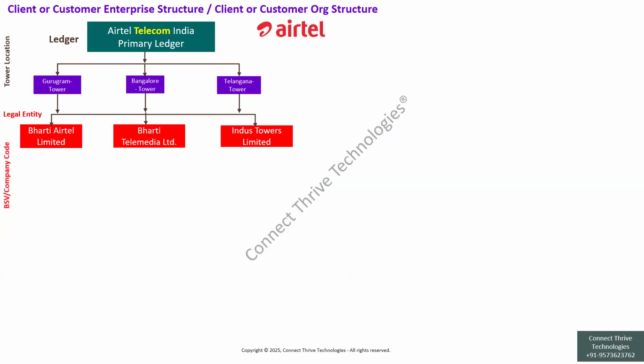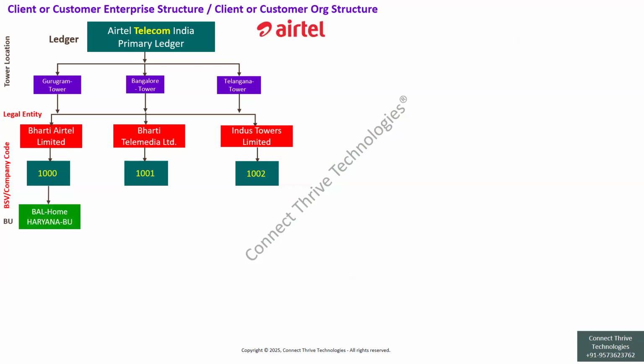Now, to record each and every transaction, we propose the company codes: Bharti Airtel 1000, Bharti Telemedia 1001, next Hindu Towers 1002. To book the transaction, whatever expenditure or revenue we are generating, or sales, anything under that particular entity level, Bharti Airtel Limited level, we need the business unit. So here we created one business unit called BAL, Bharti Airtel Limited Home.